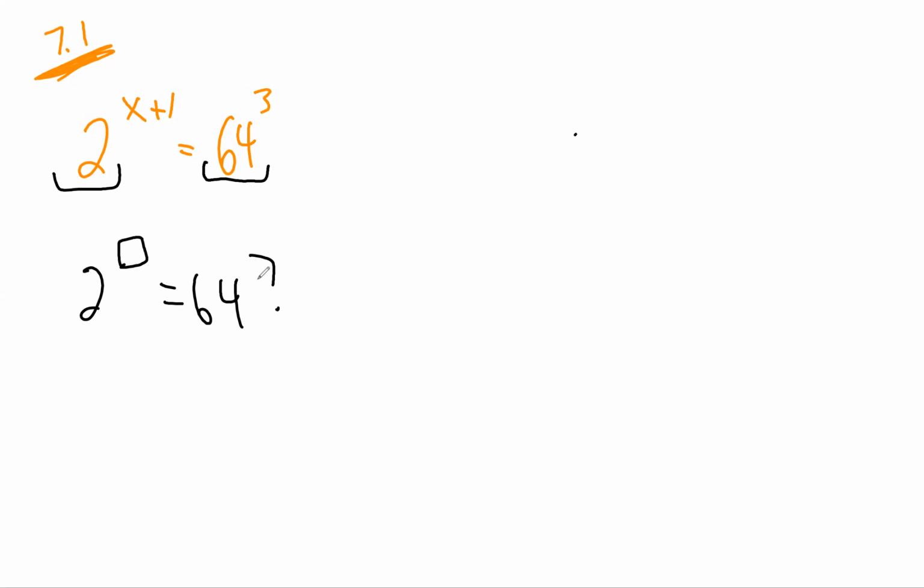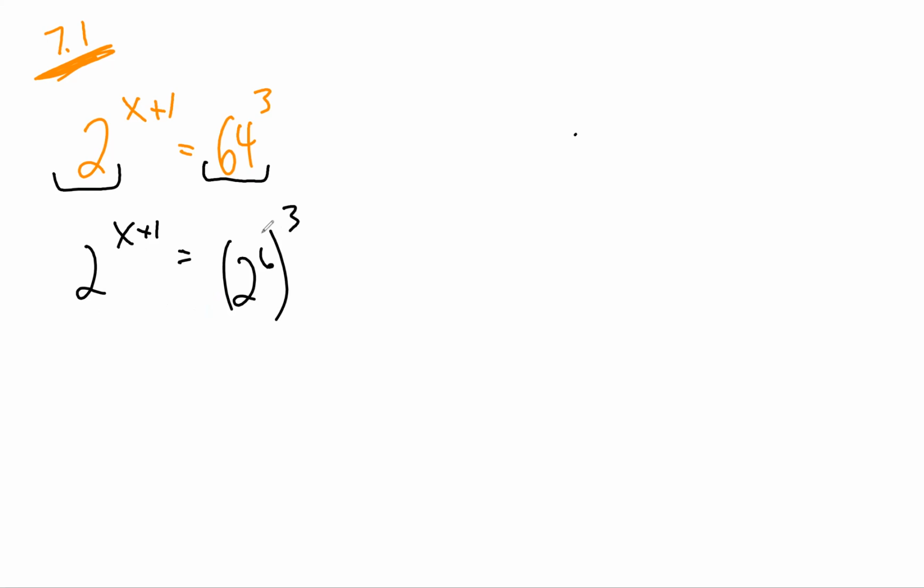Well, it turns out that it is. Okay, it's going to be 2 to the 6th. So what I'm going to do is the left-hand side is going to stay the same, 2 to the x plus 1. This 64 is going to turn into 2 to the 6th. However, it's still being raised to the third.